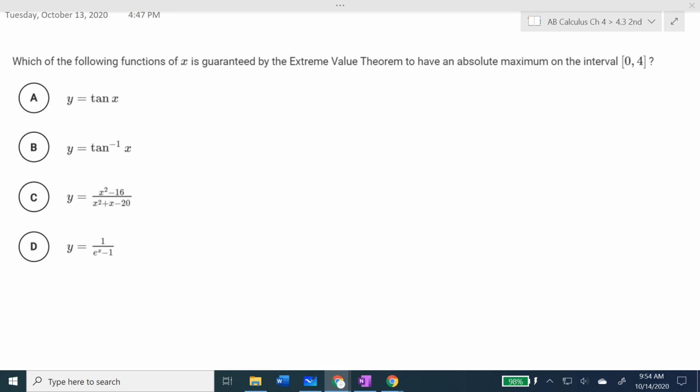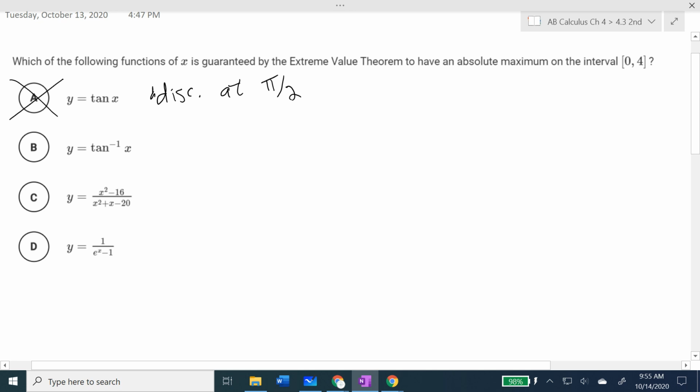Where does tangent have a discontinuity? So I'm checking chat. Where does tangent have a discontinuity? Where does it have that vertical asymptote? Pi over 2. Pi over 2 and a few other places, but pi over 2 is inside that interval. A is out. I'm going to come back to B.